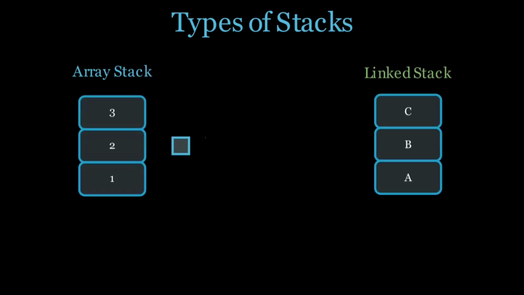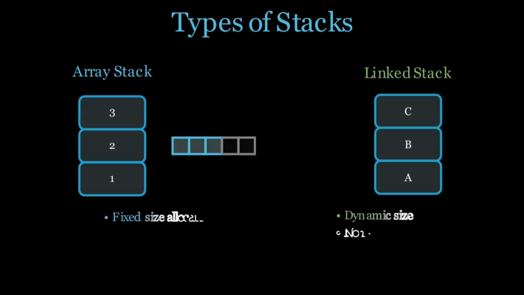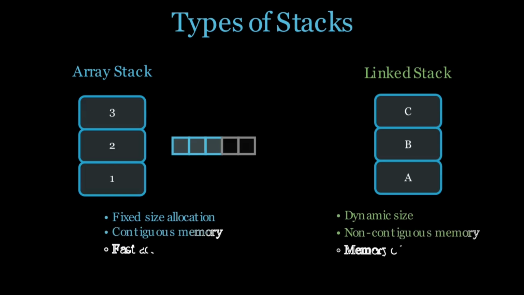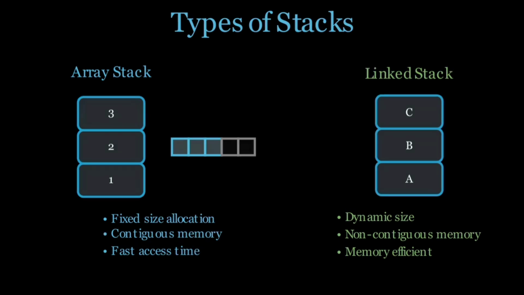There are two main ways we can implement a stack in code. Array-based stacks use continuous blocks of memory, just like rows of boxes next to each other. They are fast but have a fixed size. The next is linked stacks. On the other hand, they are more flexible. Each element points to the one below, just like a chain. They can grow or shrink as needed, but take up a bit more memory.